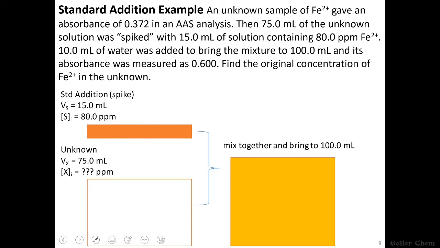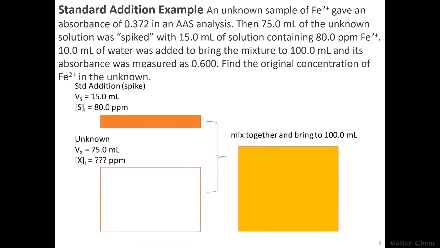So let's resume the problem. 10.0 milliliters of water was then added to bring the mixture to 100 milliliters, and its absorbance was measured again as 0.600. So notice the absorbance value has increased between pre-spiking and after spiking. That makes sense because we've just added this iron here to the iron that was in our unknown solution. And now the goal is to find out what the original concentration of iron 2 plus was in the unknown when it was by itself.